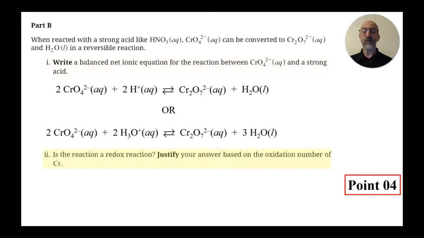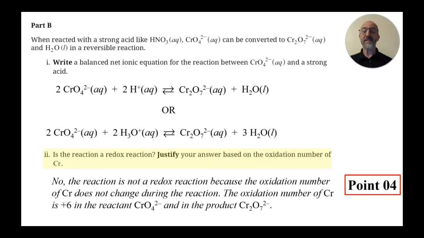So is the reaction a redox reaction? Justify your answer based on the oxidation number of Cr. Now, the chromate ion on the left has an oxidation number of +6 for chromium. And the dichromate ion on the right side of the equation, the oxidation number of chromium is also +6. So my answer to this question is no, this reaction is not a redox reaction because the oxidation number of chromium does not change during the reaction. The oxidation number of chromium is +6 in both the reactant, the chromate ion, and the product, the dichromate ion. Let's move on to point 5 of this question.